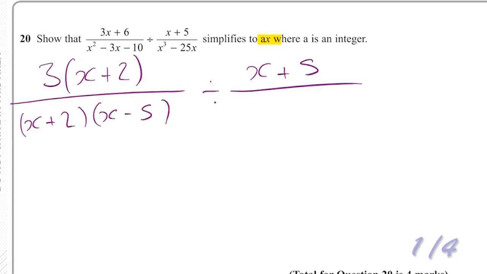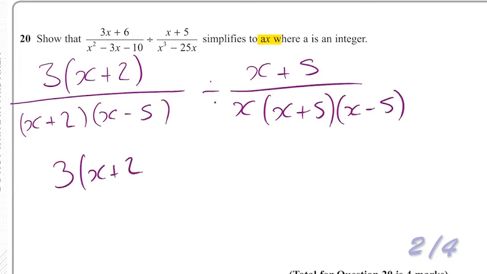Well, both of those terms have an x in, so we can take x out. That gives us an x squared minus 25. But we could have factorized this even further. X squared minus 25, we should be able to spot that as a difference of 2 squares. So 3 brackets: x plus 2 on the top, divided by x plus 2 times x minus 5.